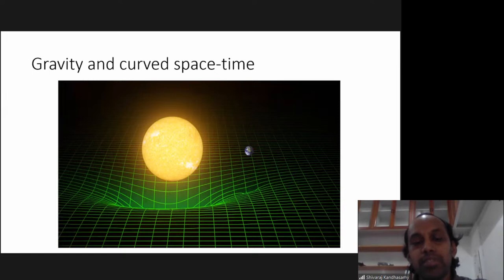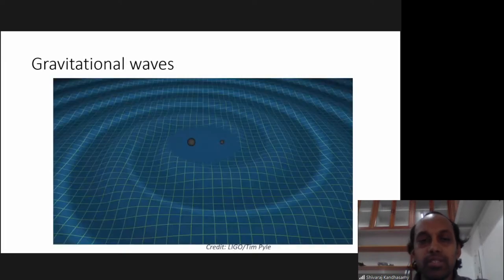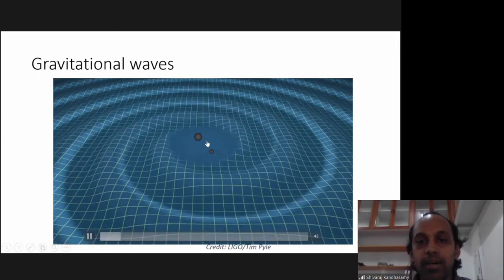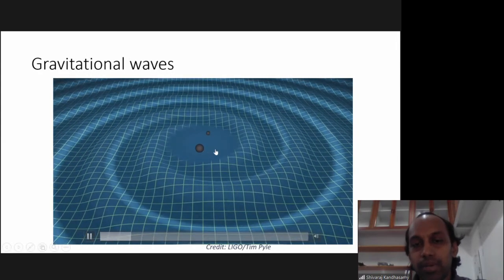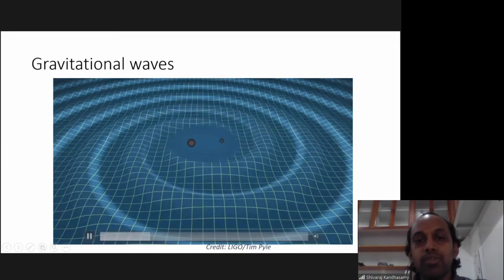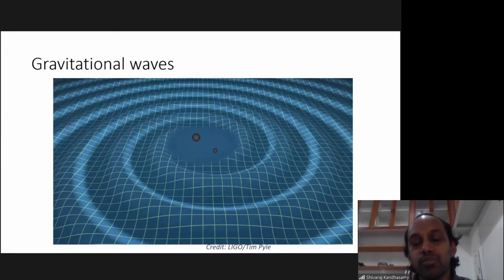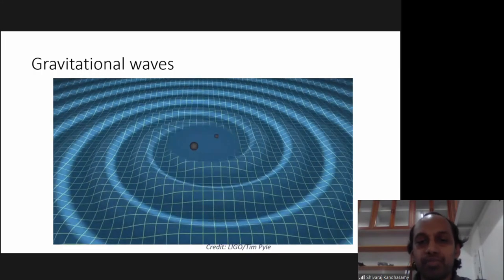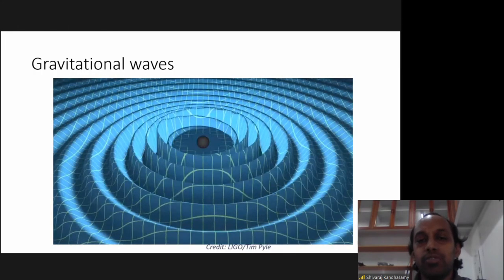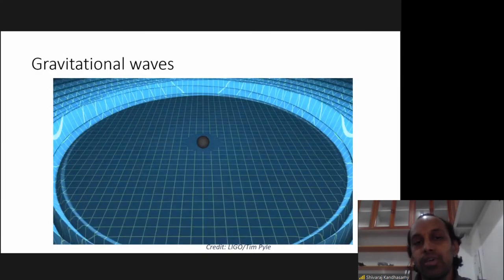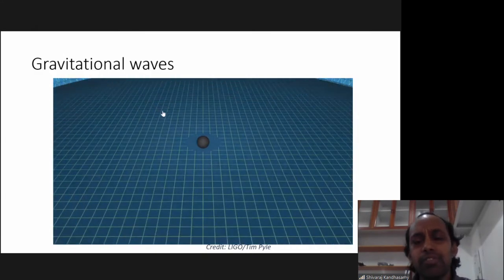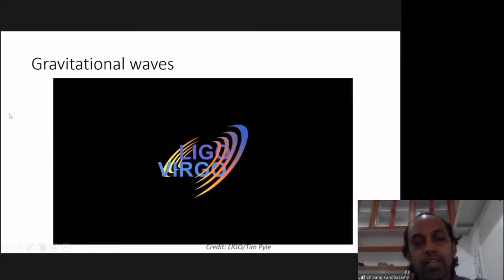But in general, what happens is that these objects move. So the distortion will also move along with them. And this produces ripples in that fabric of space-time. So this is a video showing two objects that distort their local space-time, but they are moving around each other. That distortion, at the end, actually behaves as a wave from the two objects and propagates from there to the rest of the universe. So these waves are what we call gravitational waves, and we want to detect them with our detector.